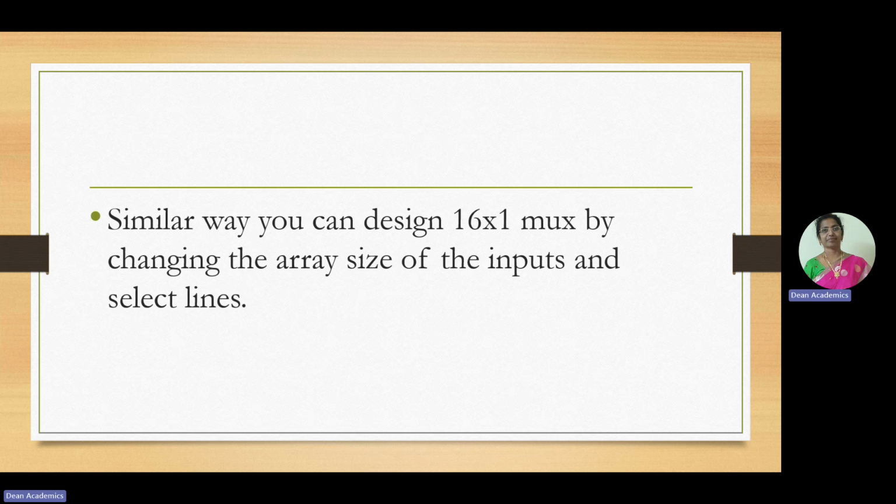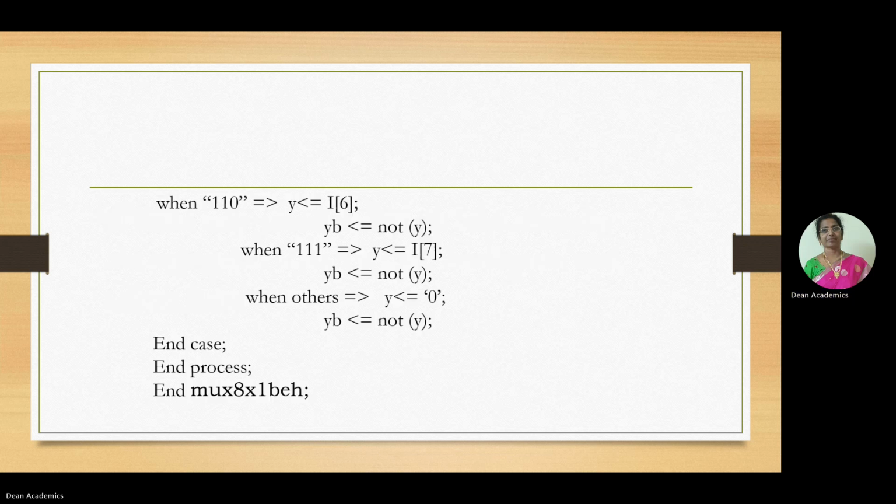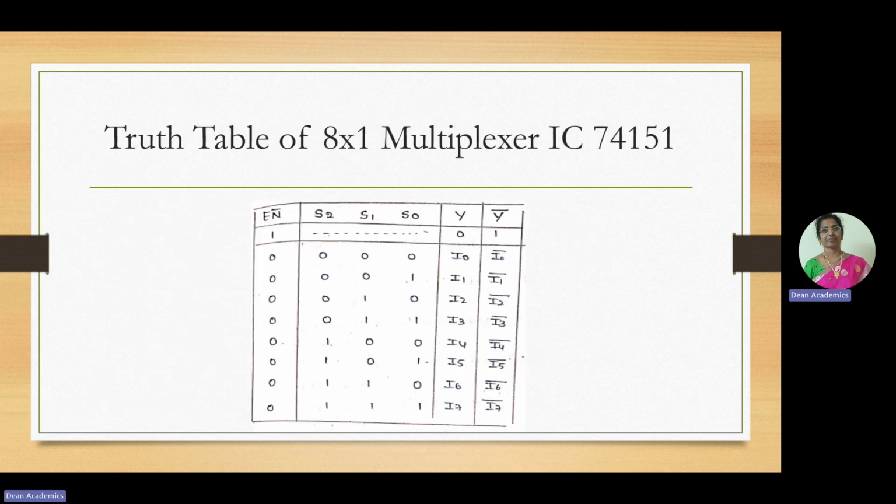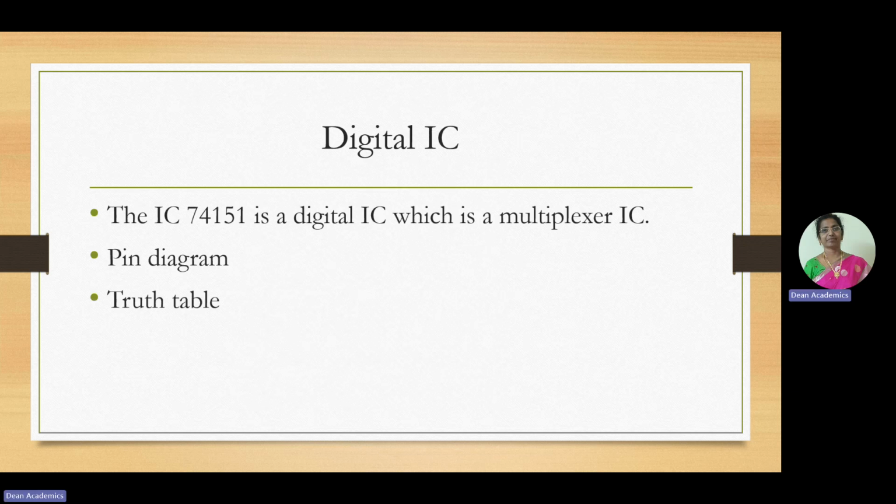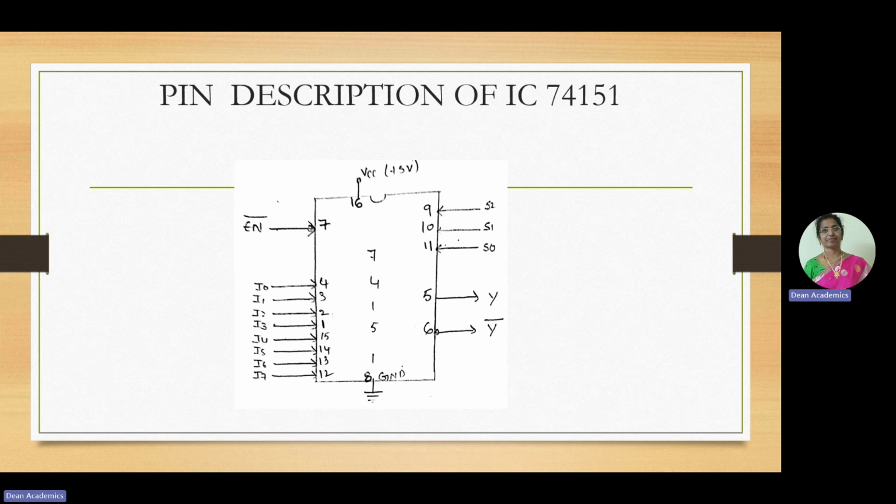So this is what we had about the multiplexer, and I hope you have followed this lecture. In this lecture, we have learned how to write a VHDL code for an 8x1 multiplexer, and we also have learned about the digital IC, which is IC 74151, and its pin description and its truth table.